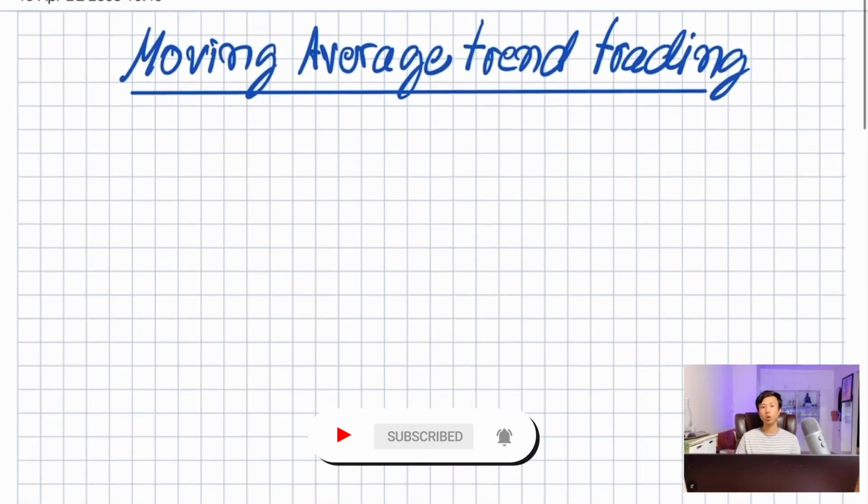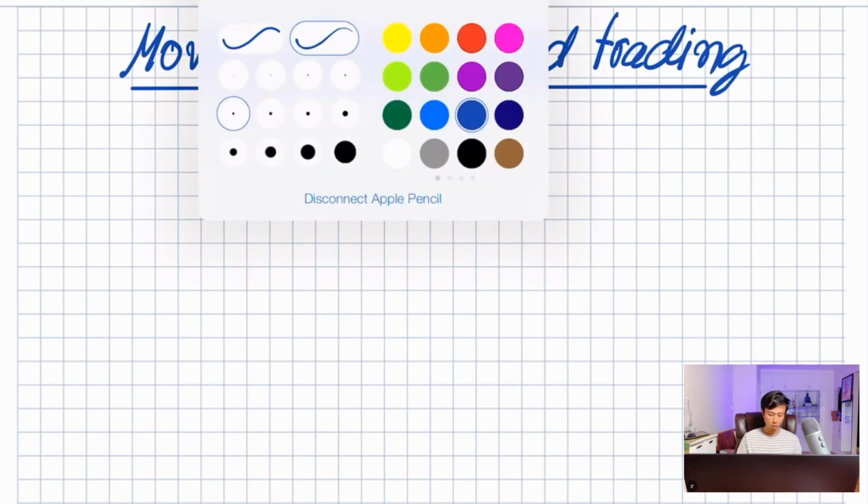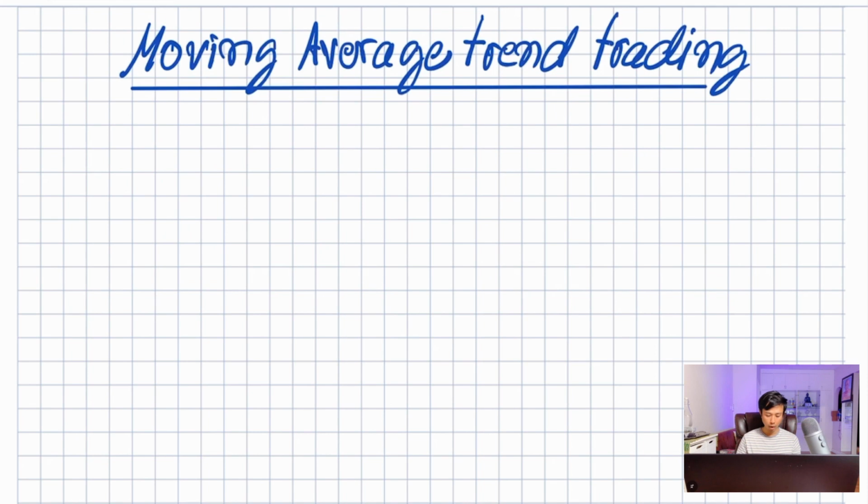For today's video, we are going to learn moving average trend trading, and the moving average that I'm going to use here is called the exponential moving average. If you're wondering what an exponential moving average is, you can check on Google. It's pretty simple, and for this moving average I will use the period number 9.